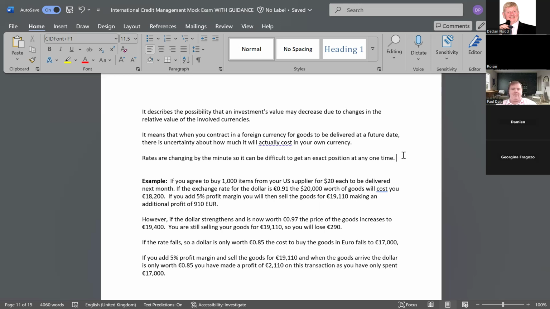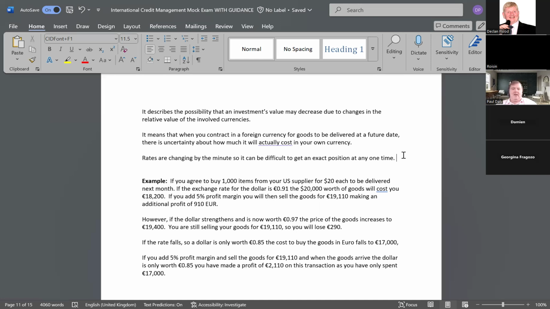If you then add the 5% profit margin and you sell the goods, you are now going to get back into your bank account 19,110. That's what you're going to get from the customers that you sell the product to. So you have paid 18,200. You have received 19,110. That gives you an overall profit of 910 euro. So we're in good shape in the first example.